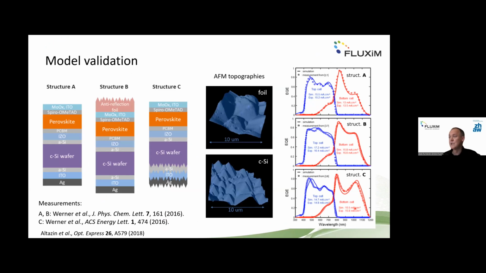And you can do also model validation. This was a few years ago, a tandem device fabricated at PV Lab in Neuchâtel, and the measured data of the EQEs here of the two subcells were reproduced with our simulation. For the planar case, that's the structure A, you see there's a lot of reflection losses, and the reflection losses can be somewhat reduced by introducing an anti-reflection coating or scattering on the rear side of the wafer.